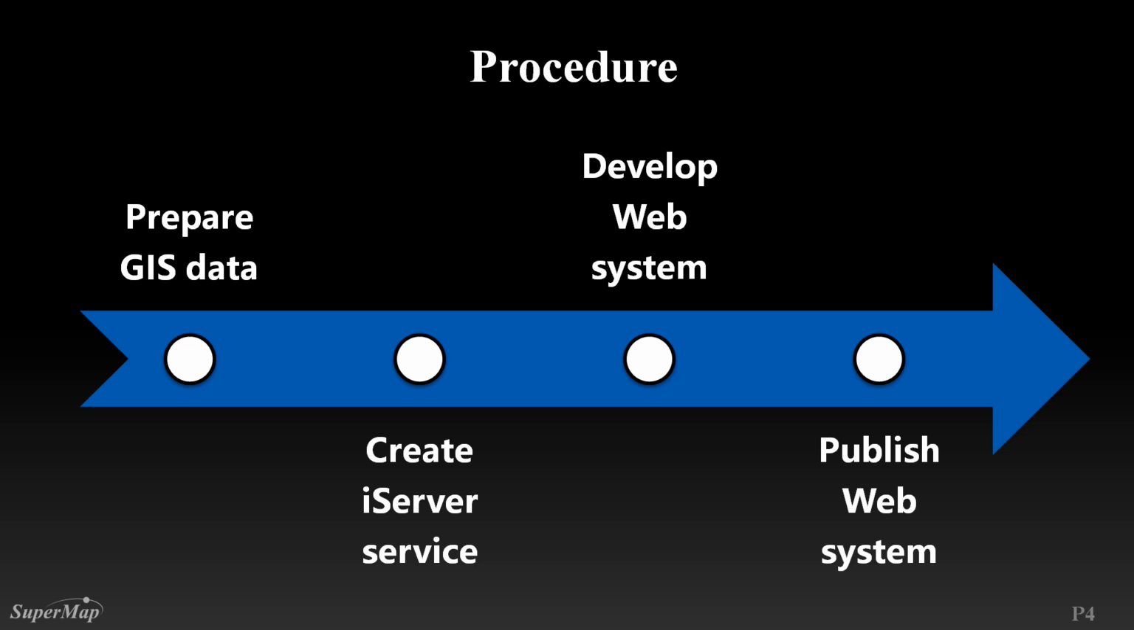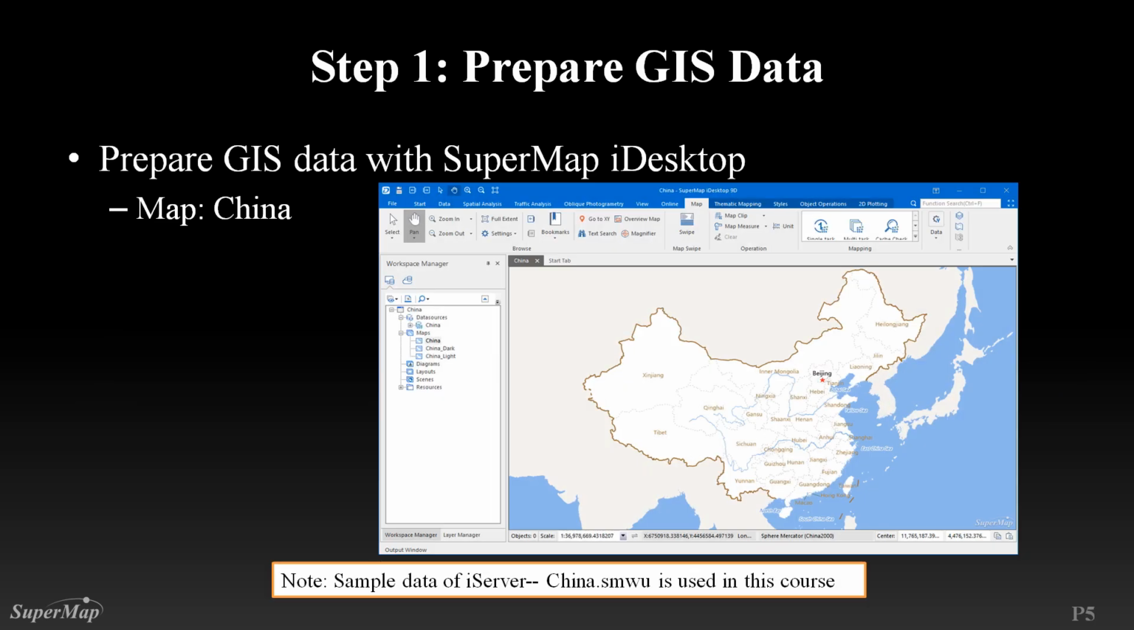First is to prepare the GIS data. Second, we need to publish the prepared GIS data. And then third is to develop the web system. And then finally, we will publish the developed system. Let's take a look at the first step, preparing the GIS data. The data should be produced by SuperMap iDesktop. Here, we'll directly use the sample data from iServer. The China data.